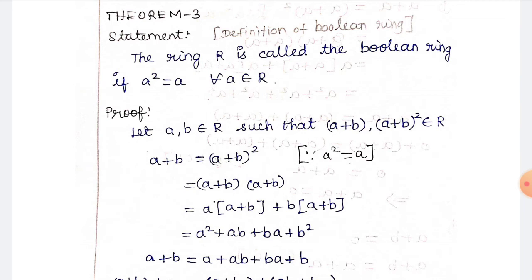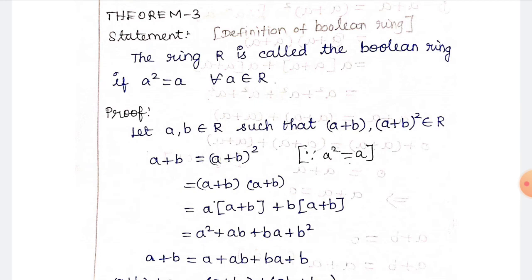R is said to be a Boolean ring means the condition is a square is equal to a. Next, let a, b belong to R such that (a plus b) the whole square also belongs to R. We have to equate these two, because a square is equal to a for every a belonging to R in the given condition. So a plus b is equal to (a plus b) the whole square.